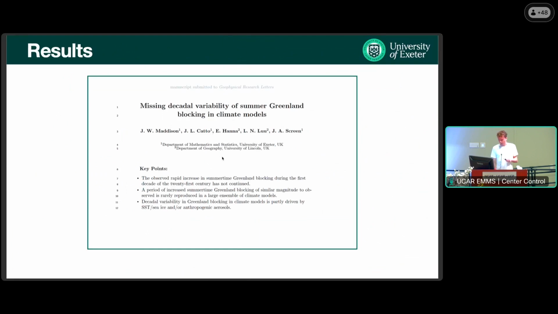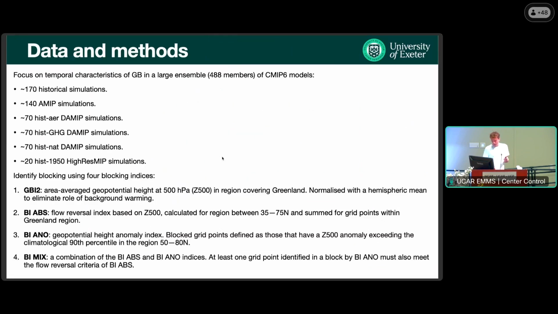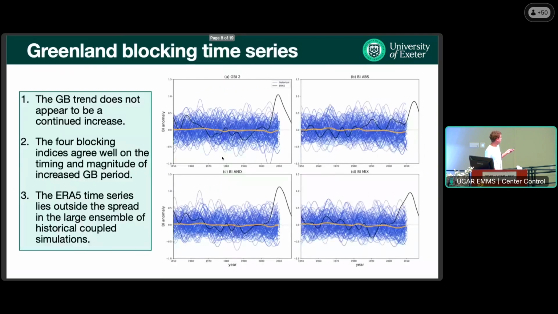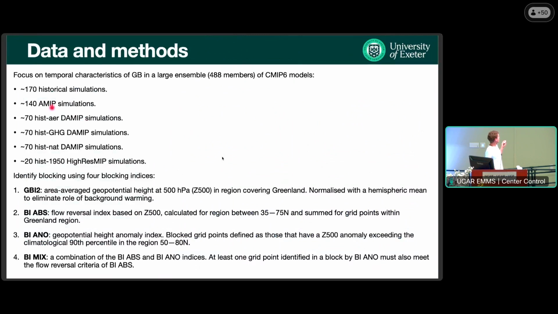So my work has been looking at how models represent this summertime variability in blocking, focusing on the decadal scales. This is under review currently at GRL. Hopefully we'll get the reviews back soon. So to summarize what we've done, we've looked at a large ensemble of climate models. So from fully coupled simulations as well as atmosphere only, and then single forcing experiments, where the model's running just one forcing, so aerosols or greenhouse gases or natural forcings, and then some of the high-res MIP simulations as well.